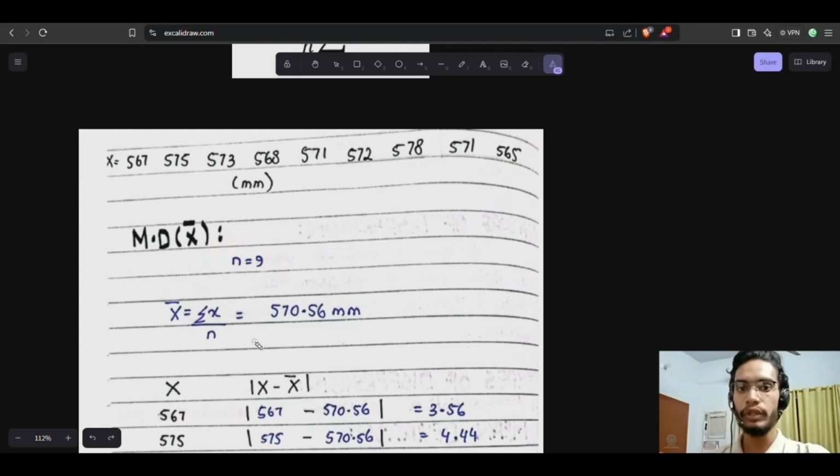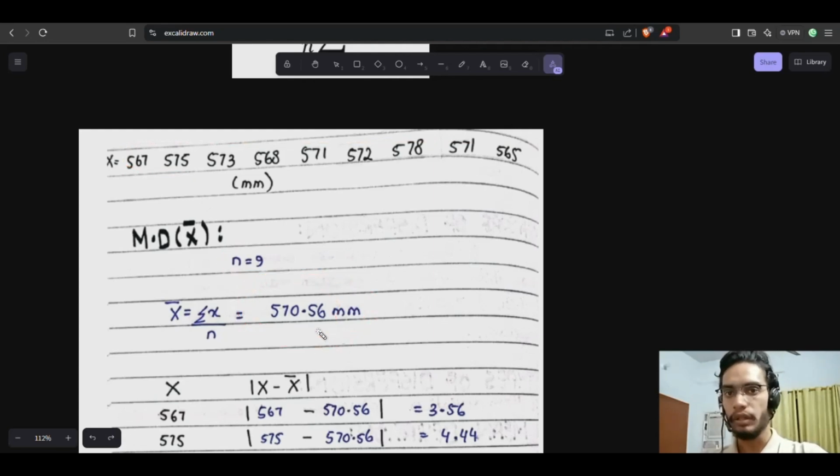Then you have to calculate the mean. How do you calculate the mean? It is similar to the normal way we calculate the mean. We take the sum of all the numbers present in the data and divide by the total number of terms. So we get the sum of all of these and divide by 9. We got this mean here. So this is the mean.